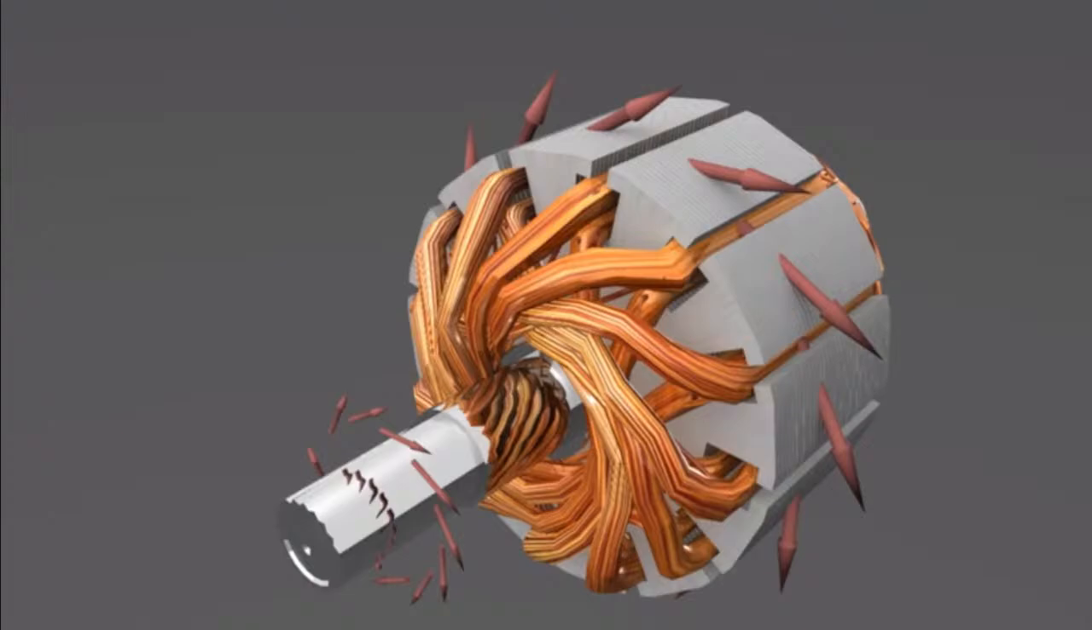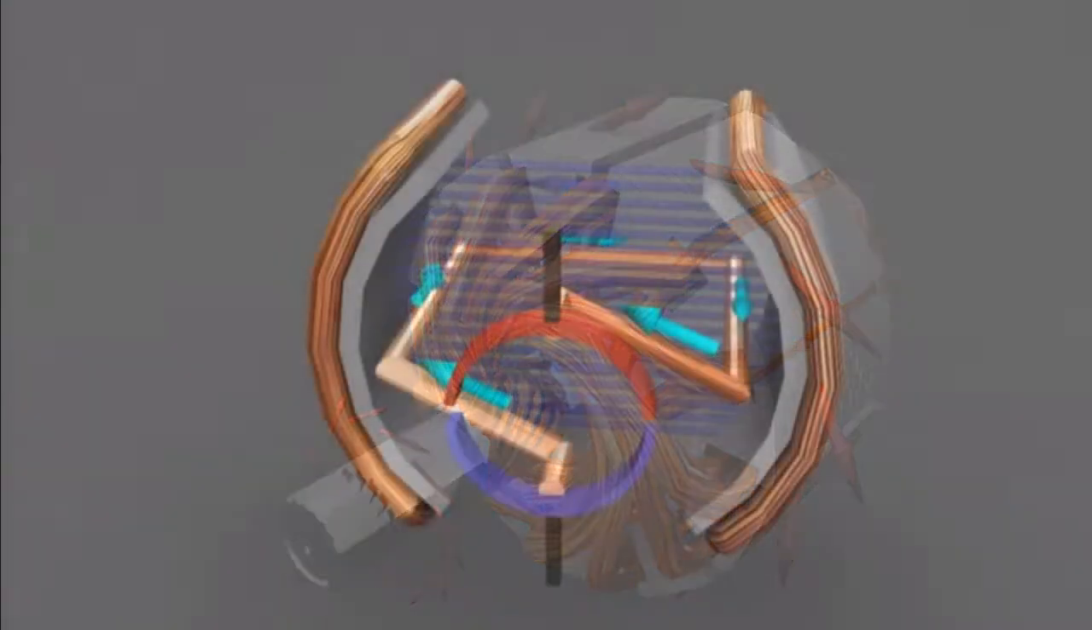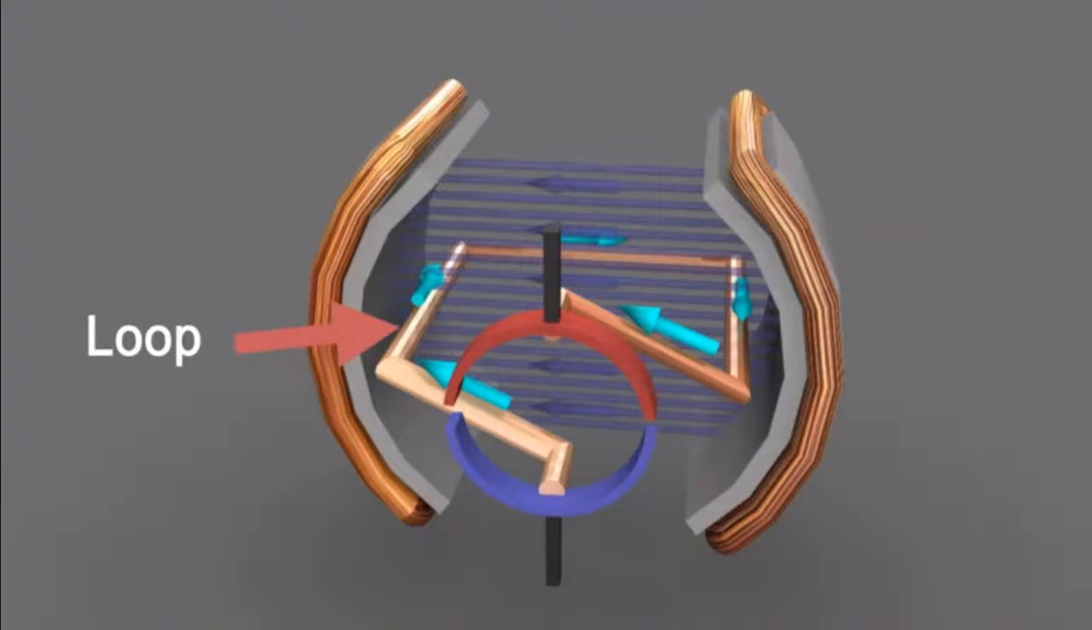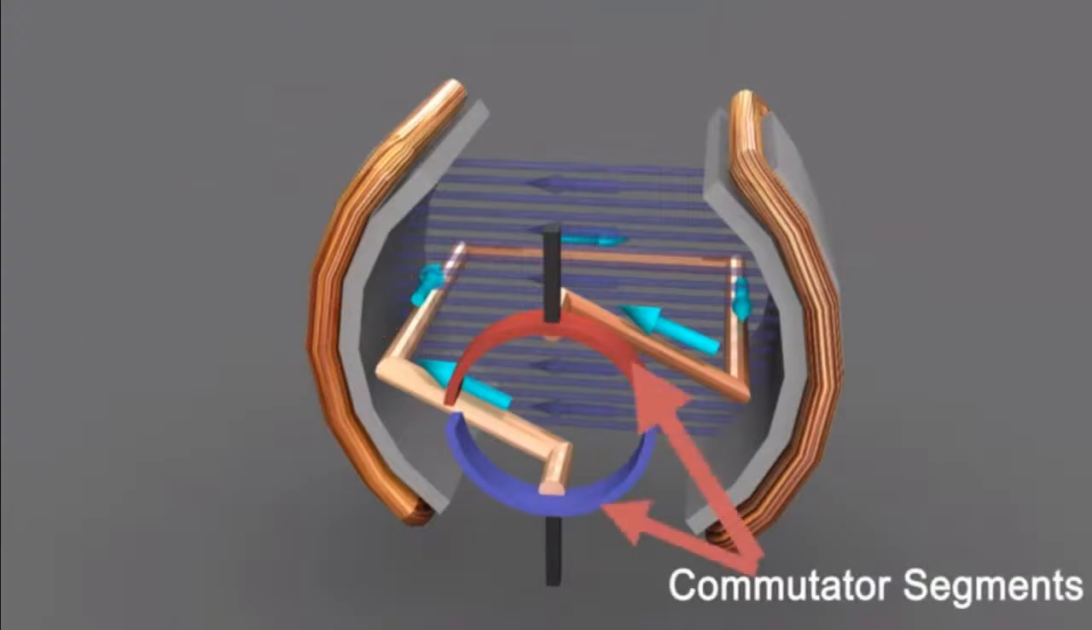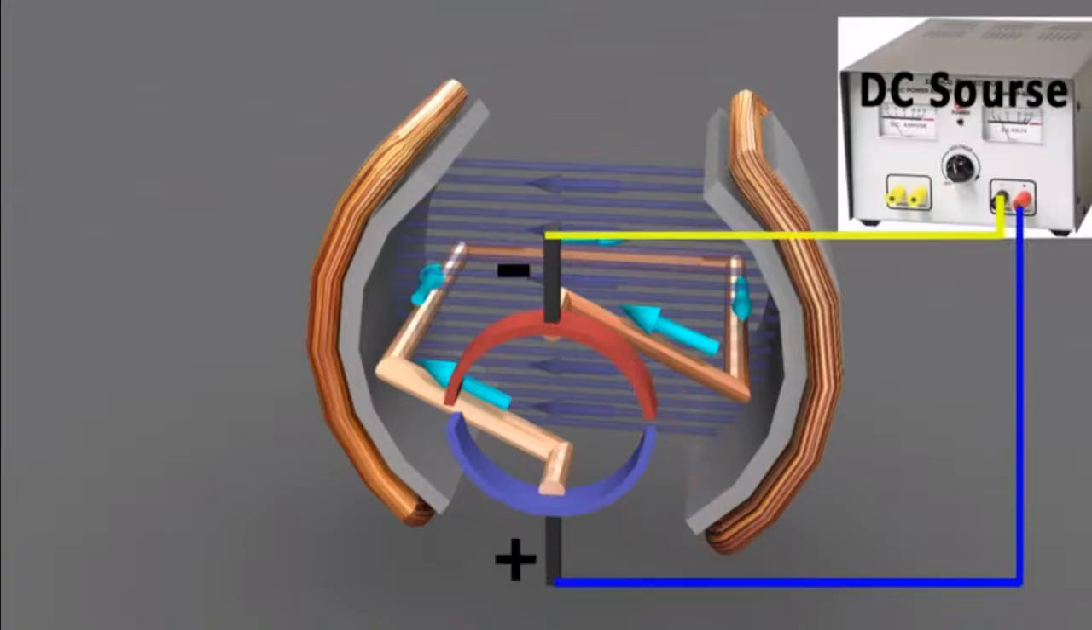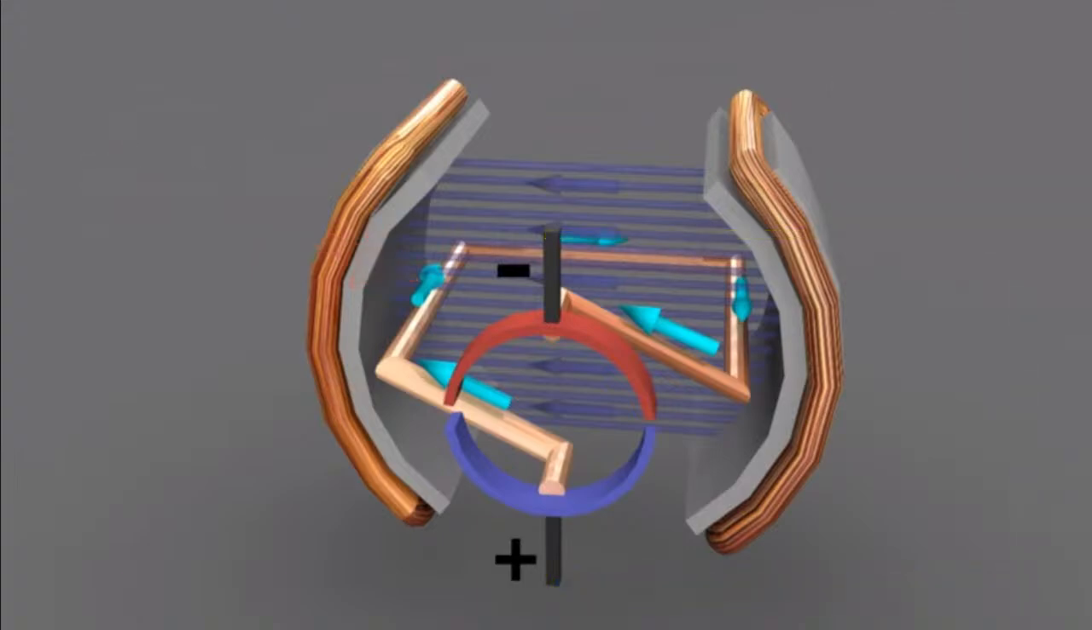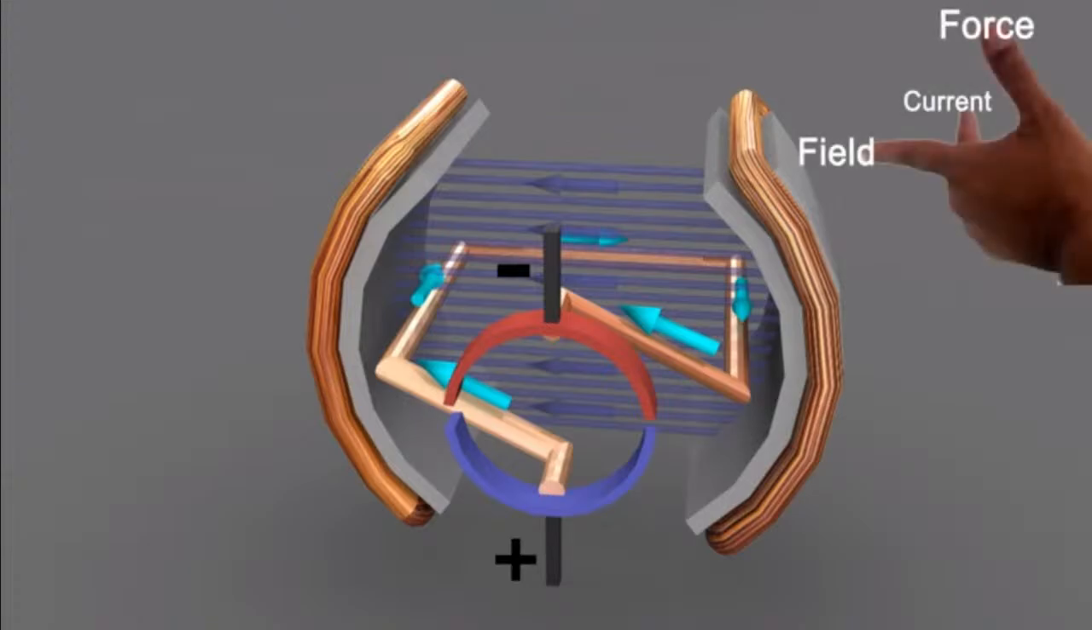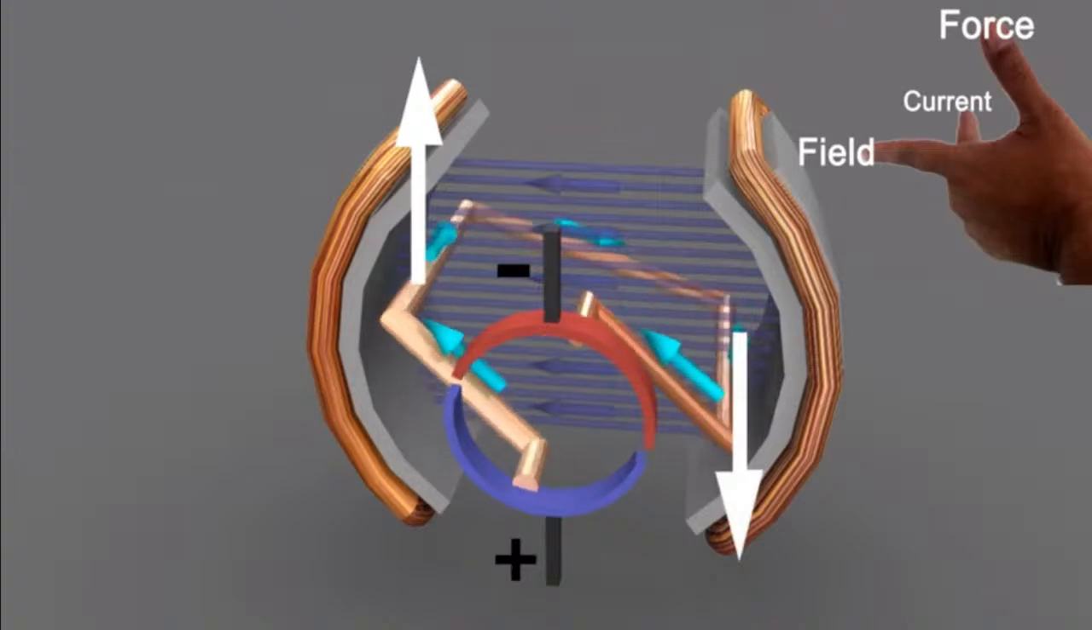To understand this process more easily, let's take an example of a single loop having a set of its own commutator segments. Due to the DC voltage applied by an external DC source, current will flow in the coil in this direction, from positive to negative potential. By Fleming's left-hand rule, we can find that this side of the coil receives a force in the upward direction and this side will receive a downward force, and hence the loop rotates.